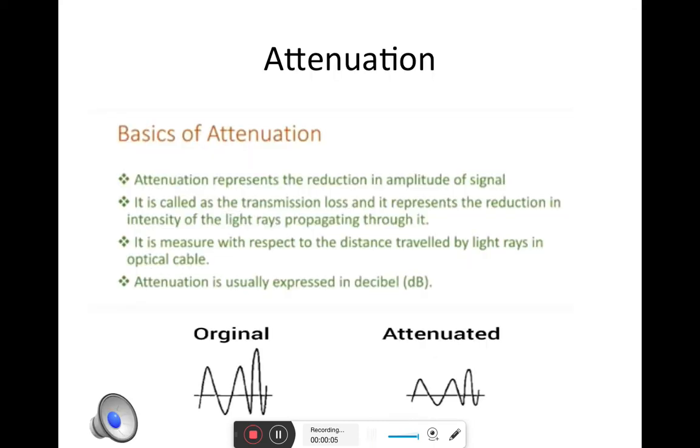Hello everyone. In today's video lecture, we'll be learning about attenuation.